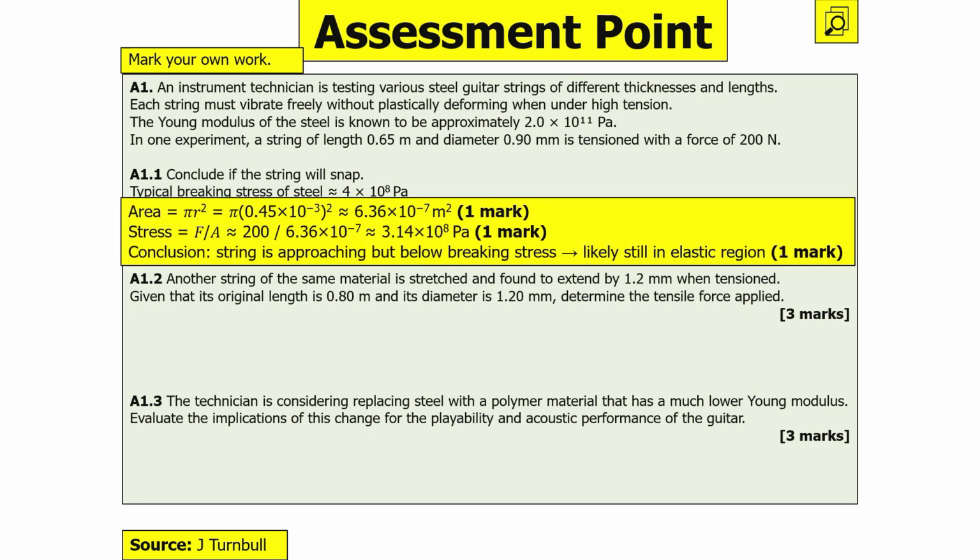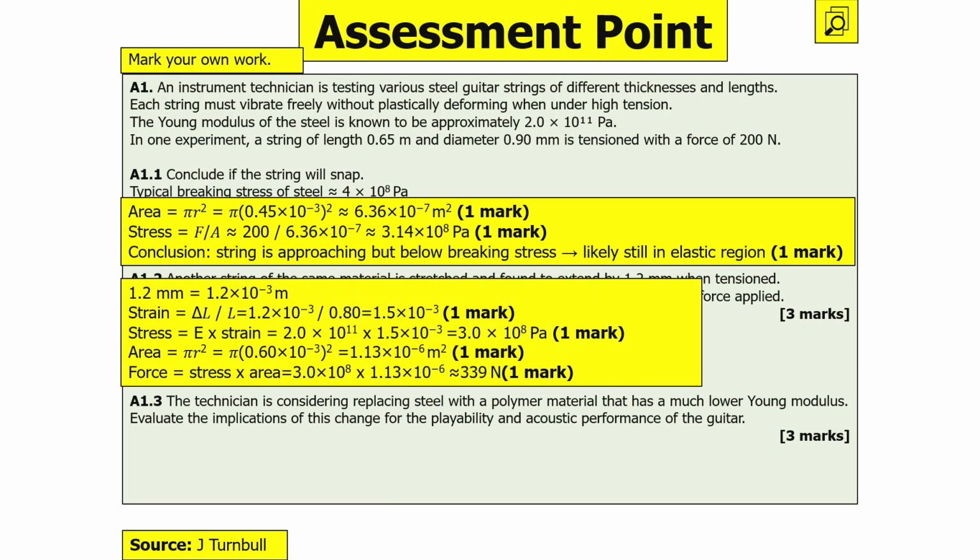Right, in this first one, the area is pi r squared because you assume it's a circle. So we work it through, remember diameter is halved and turned into meters, so therefore we get 6.36 times 10 to the minus 7 meters squared. Stress is force over area, so we get 3.14 times 10 to the 8 pascals, so the string is approaching but is still below the breaking stress.